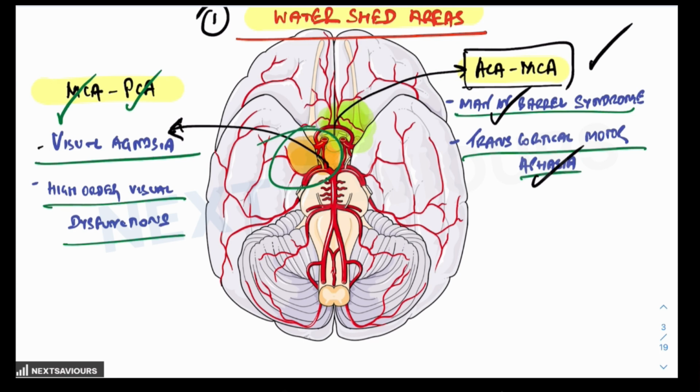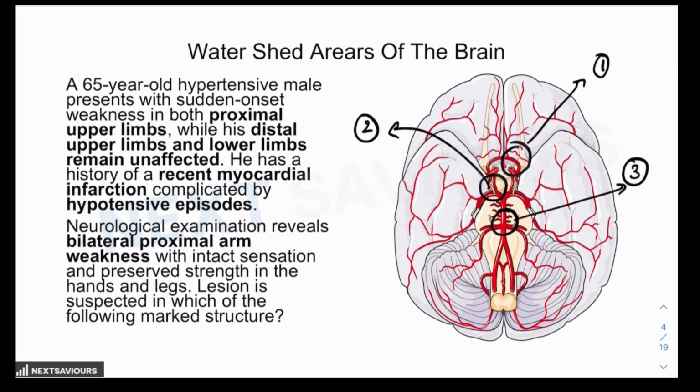So let's see how the questions are constructed on this. Like, a 65-year-old hypertensive male presents with sudden onset weakness in the proximal upper limbs, while his distal upper limbs and the lower limbs remain unaffected. That means the distal part of the upper and the lower limbs remains unaffected. He has a history of recent myocardial infarction, which is complicated by hypotensive episodes.